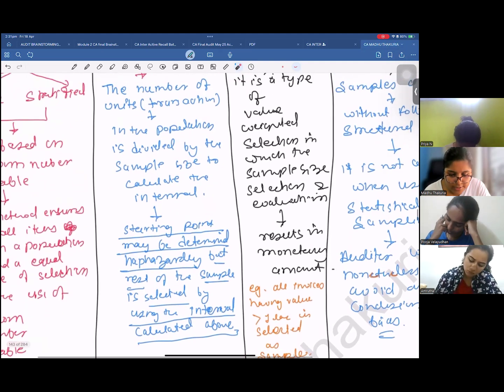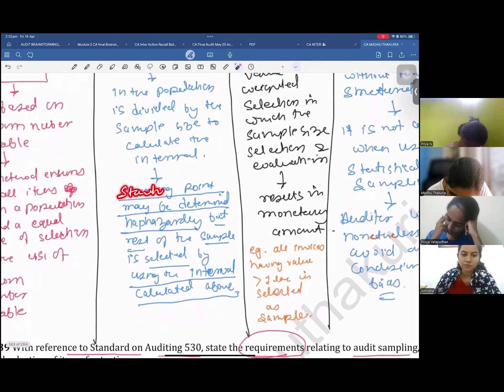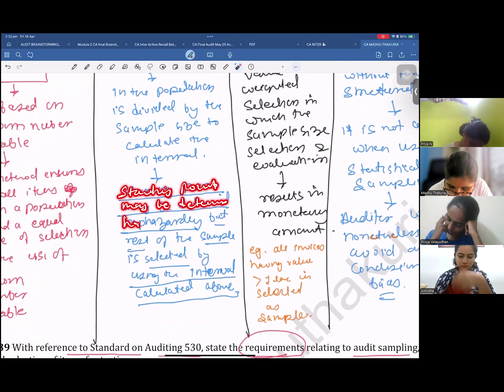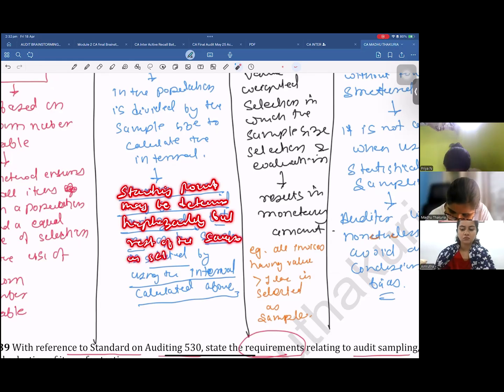The number of units in the population is divided by the sample size to calculate the interval. The starting point may be determined haphazardly, but the rest of the sample is selected by using the interval calculated above.